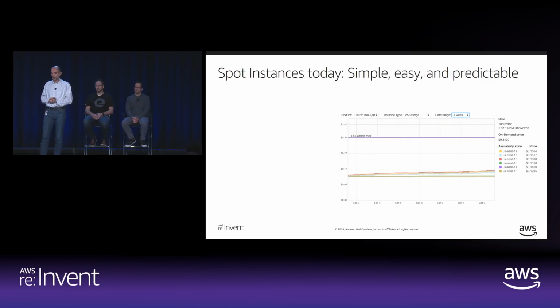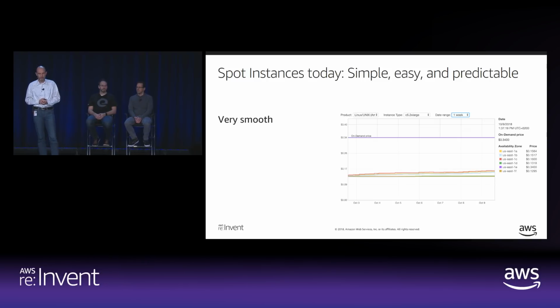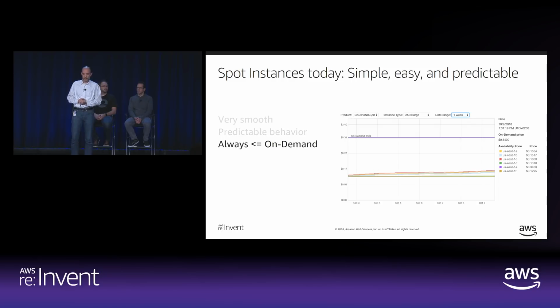Now, spot instances look a lot better. I mean, the prices here are a lot lower. You don't see any spikes anymore. This is very smooth pricing now, very predictable. And now you can really depend on spot instances. And the price is always going to be lower than on demand. And that makes it easy to manage and easy to work into your architecture setup.